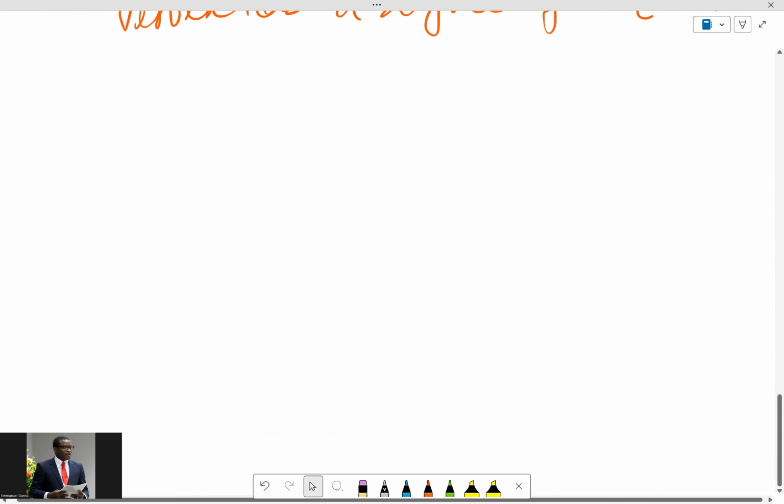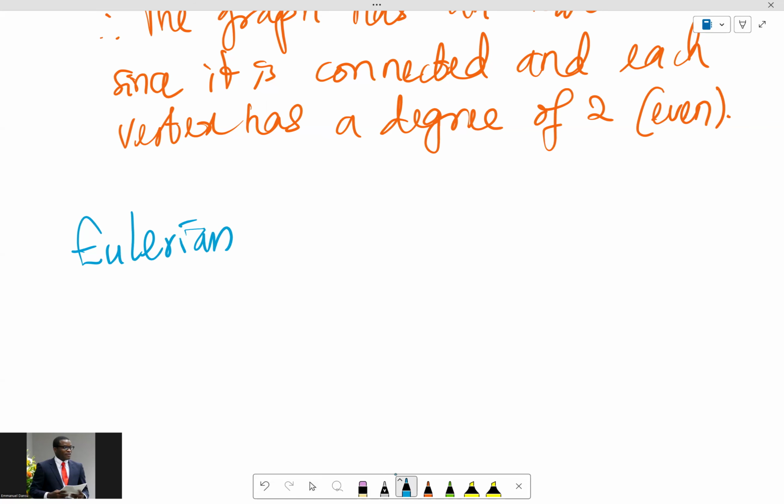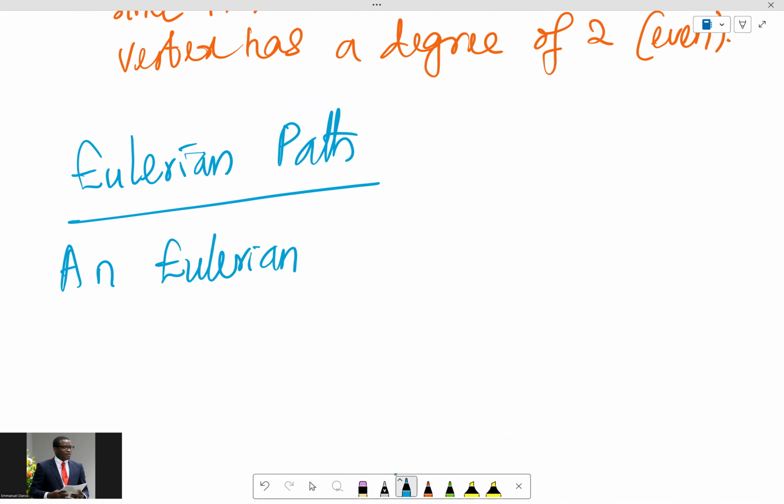So let's do that. Imagine you have, okay, this is talking about the Eulerian path. For the Eulerian path, we say that an Eulerian path visits every edge.